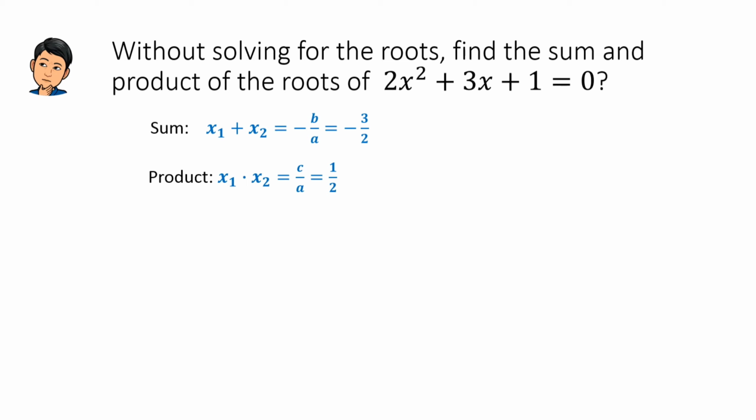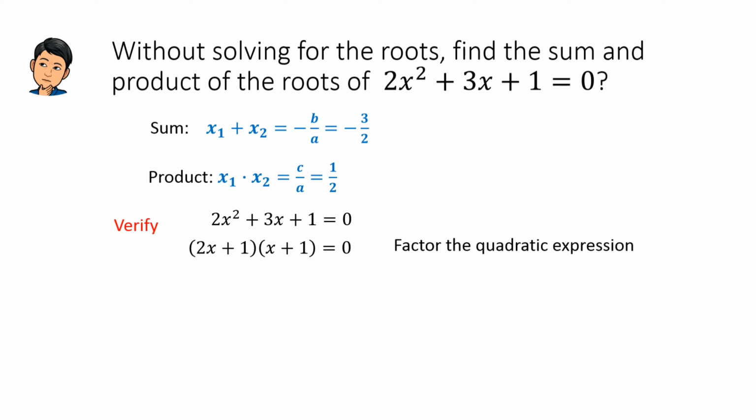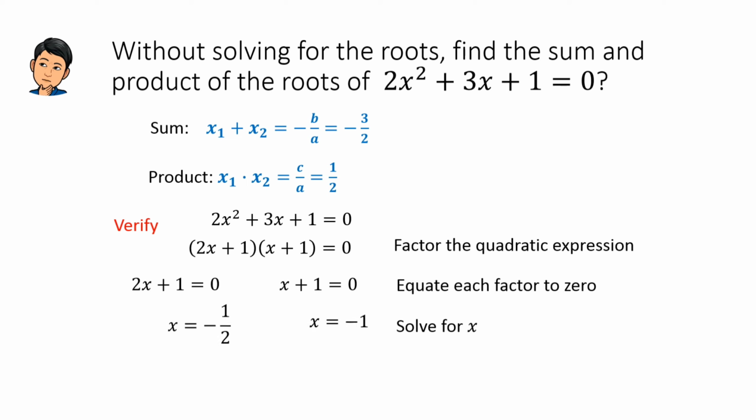Okay? To verify if this is really the correct sum and product of the roots, we are going to solve 2x squared plus 3x plus 1 equals 0 to find the roots. We are going to factor 2x squared plus 3x plus 1. So we have 2x plus 1 times x plus 1. Then we have to equate each factor to 0. You have 2x plus 1 equals 0 and x plus 1 equals 0. Then we are going to solve for x. So therefore, our x now is negative 1 half and negative 1.